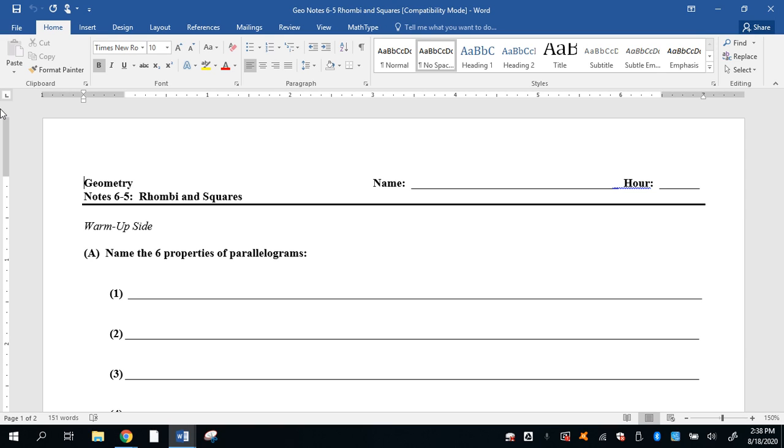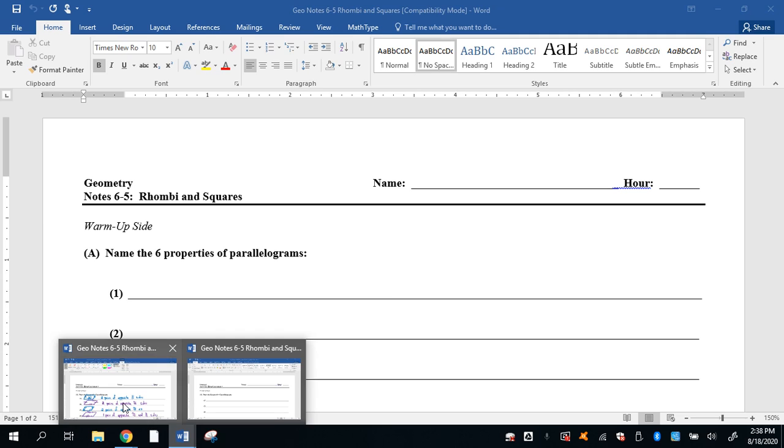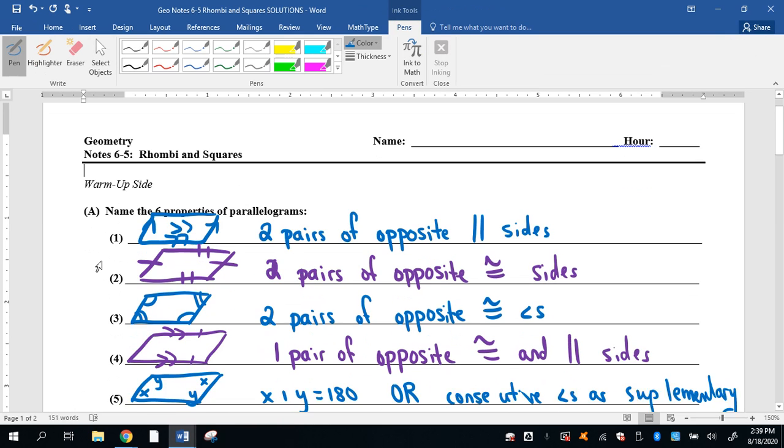Pause the video so that you can fill out the front side. When you are done, go ahead and get out your red pen, do a red pen check with the correct answers. So go ahead and pause and then fill out the sides. Okay, so let's just check your work.